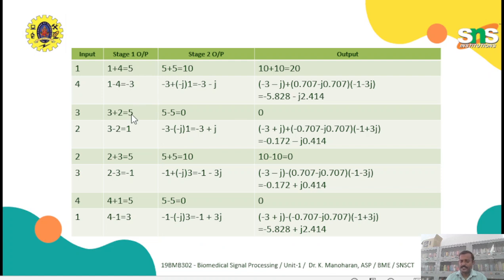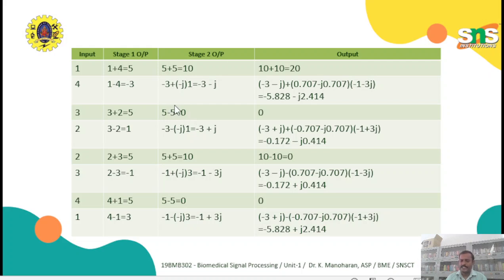Twiddle factor, first butterfly, the twiddle factor is 1. So we take the second 5, it should be multiplied with 1, and that should be added for the uplift and subtracted for the downlift. So 5 into 1 will be 5 only. So 5 plus 5 is 10 here. Here 5 minus 5 into 1, so 5 minus 5 will be 0.